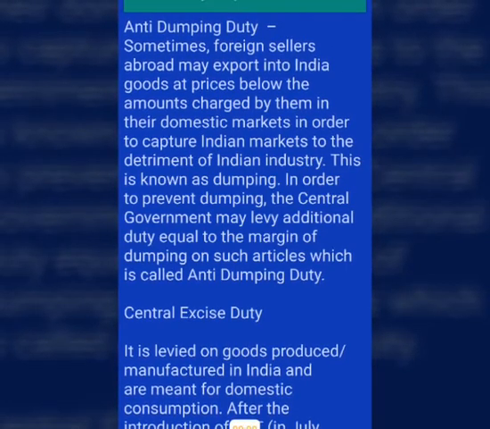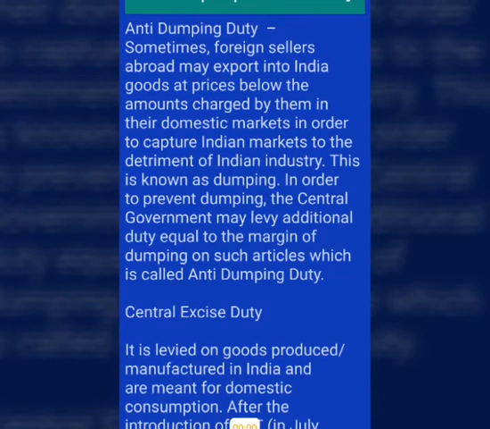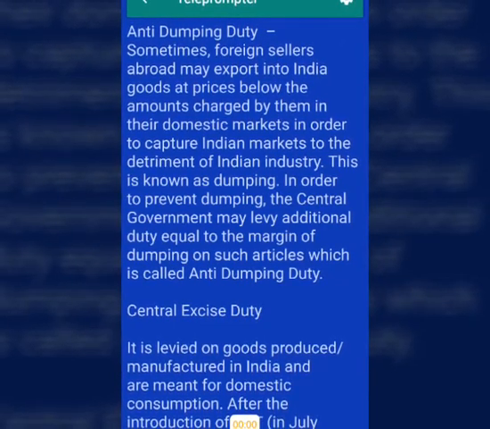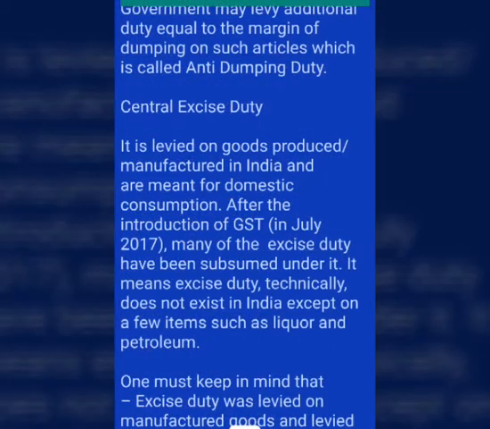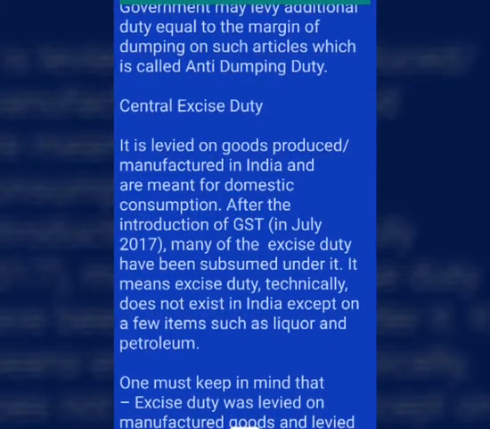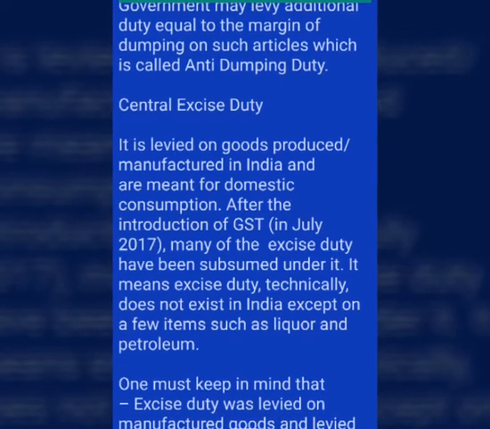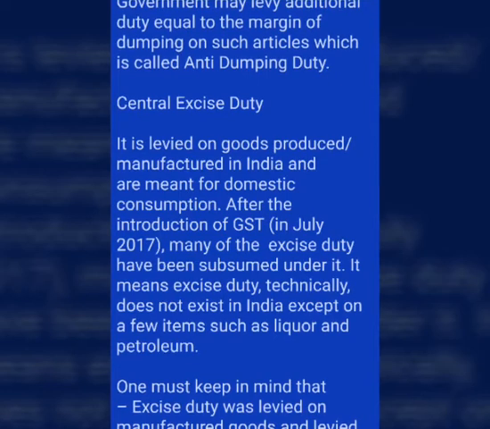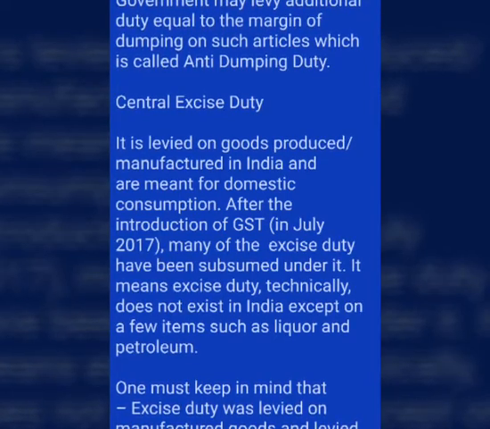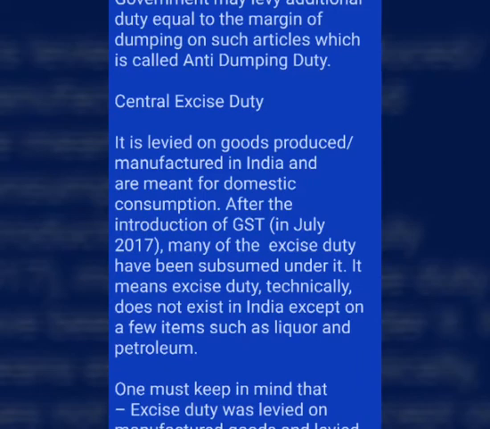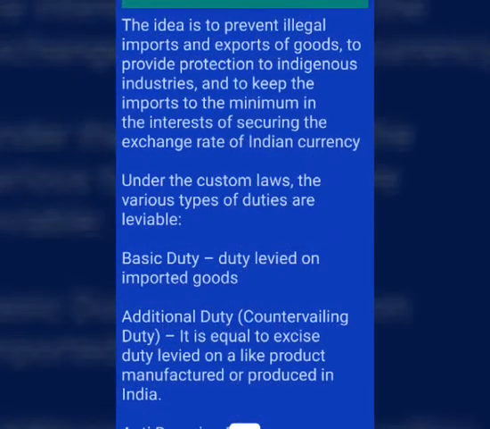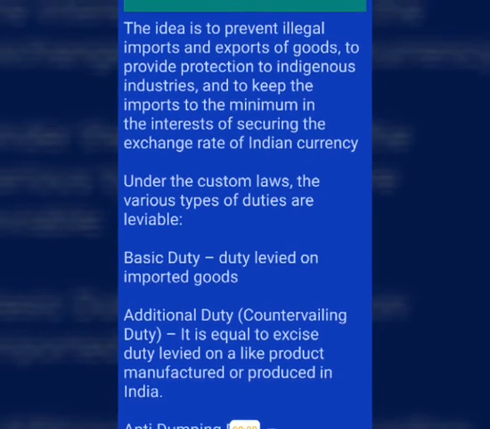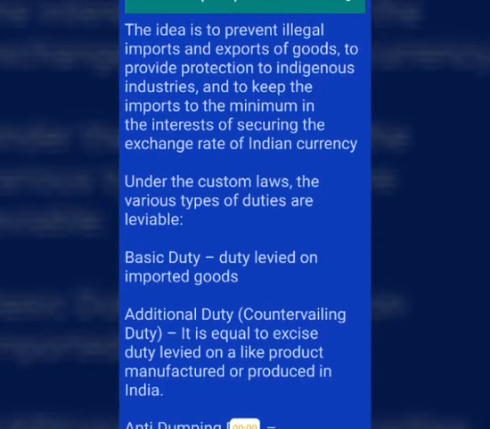Central excise duty. It is levied on goods produced or manufactured in India and meant for domestic consumption. After the introduction of GST in July 2017, many of the excise duties have been subsumed under it. It means excise duty, technically, does not exist in India except on a few items such as liquor and petroleum. One must keep in mind that excise duty was levied on manufactured goods at the time of removal of goods, while GST is levied on the supply of goods and services. Sales tax. It is a tax levied on the sale of goods.